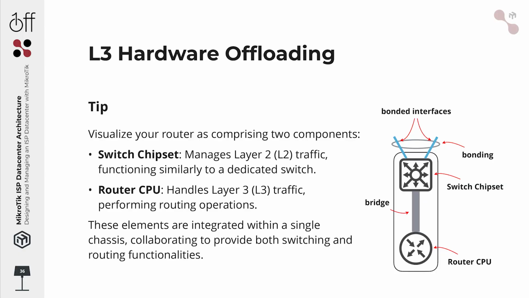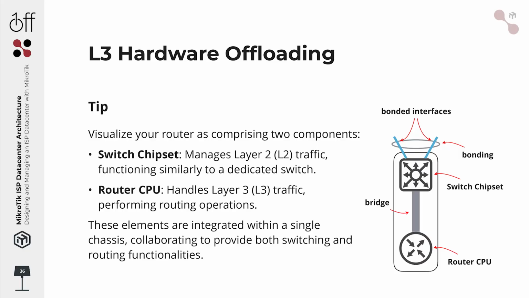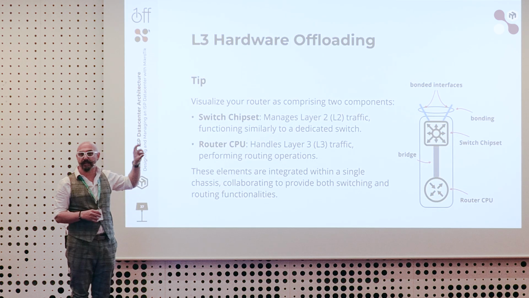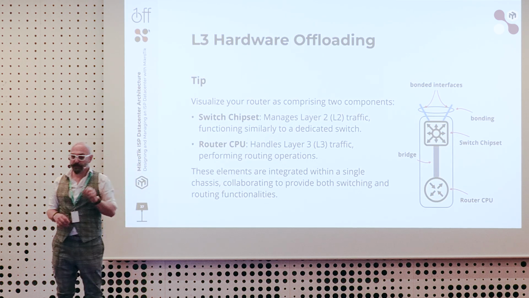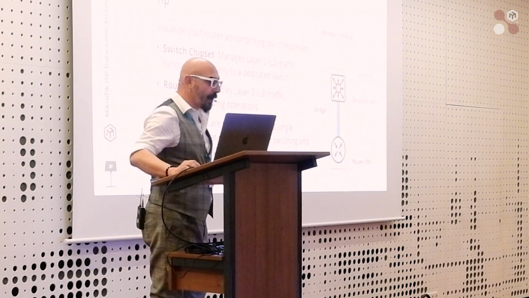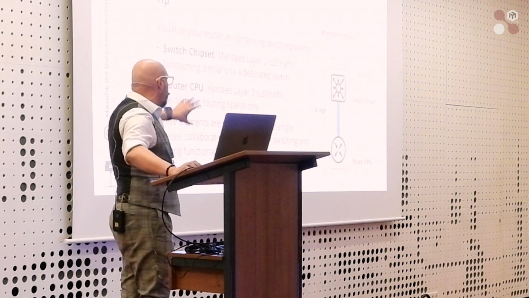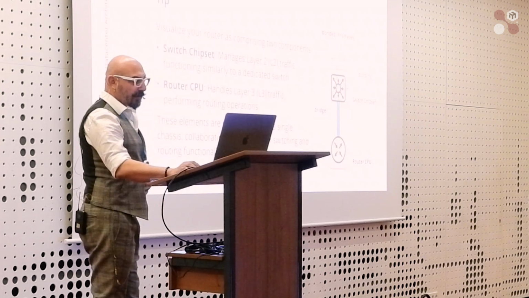First of all, a little tip. When I imagine devices, I prefer to imagine them as composed by two different parts, the switch and the router mixed together in a single chassis. So it helps me to understand where to tag VLANs, what to put in a bridge, and so on, especially for layer 3 hardware offloading purpose. So we have a switch, we have a router, it's the same device, but imagine we have two different devices.